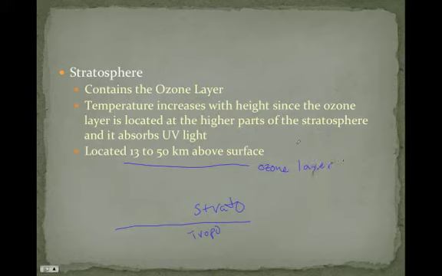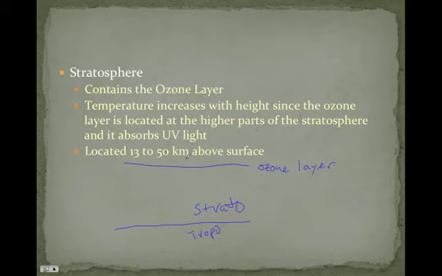Now, ozone is very important because as ultraviolet radiation comes in from the sun, it is absorbed by the ozone. The ozone breaks up into oxygen atoms and oxygen molecules, and then they recombine and do that again. Because the ozone layer is absorbing all the ultraviolet radiation, it's a heat source, and so as you get closer and closer to it, you're going to get warmer and warmer. So temperature increases with height in the stratosphere because of the ozone layer.